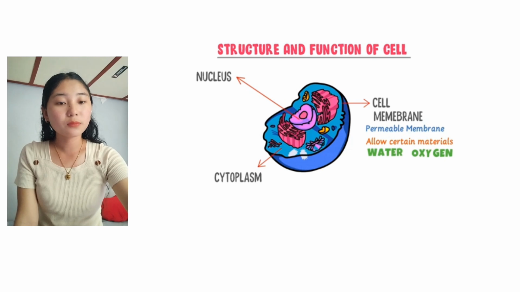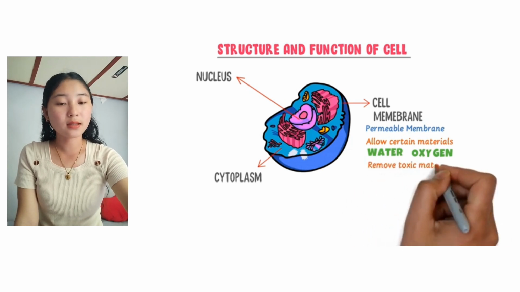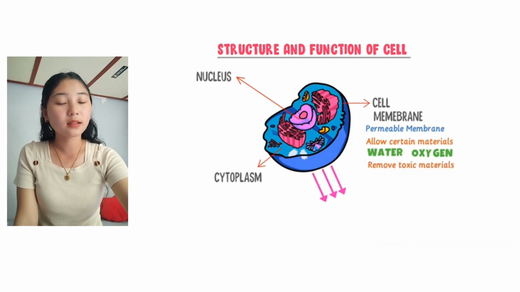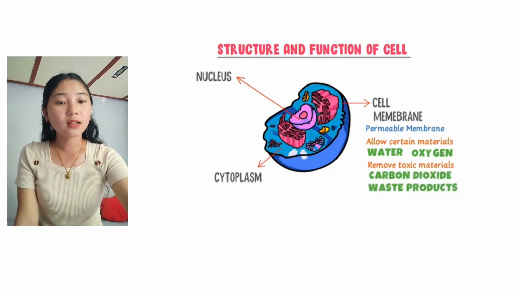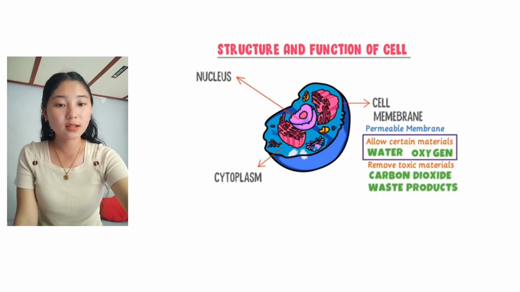Additionally, cell membrane removes toxic substances out of the cell, like carbon dioxide and waste products, thus allowing good products to enter the cell and remove waste products out of the cell.